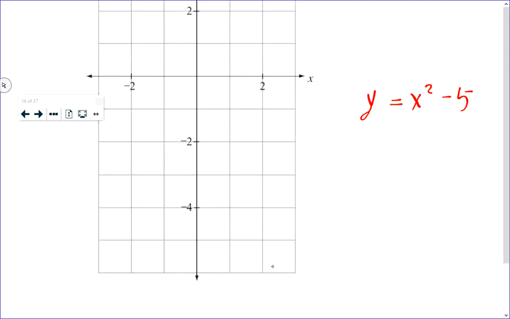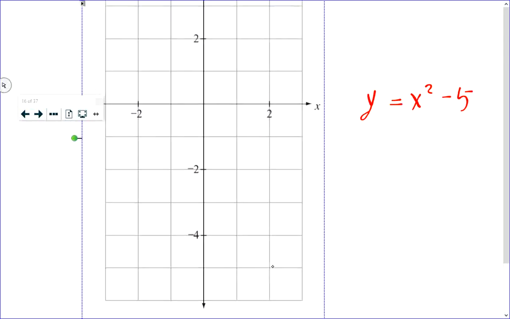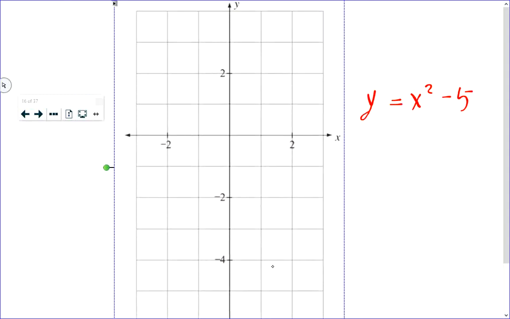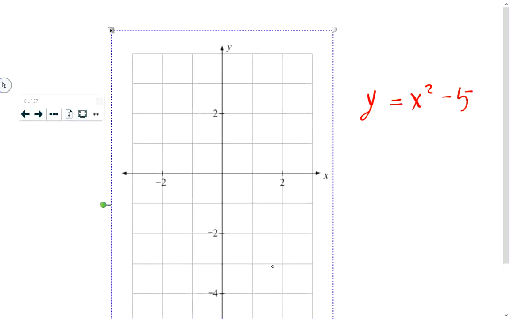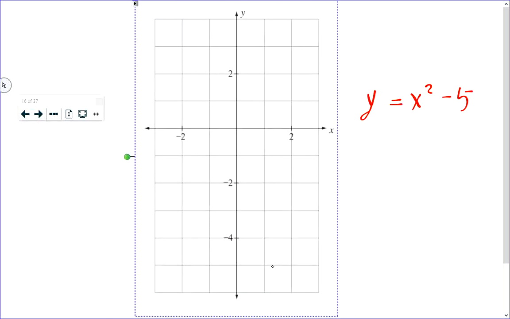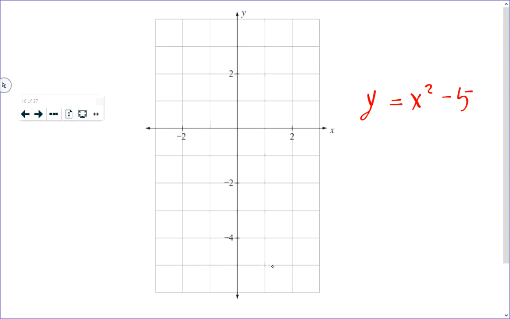Now, yesterday we had an issue with some of your grids, or one of your grids, not matching up with what I had up here. Can you confirm that this is the same grid as your handout? Okay, so this is an important piece of information because it tells us that the y-intercept is negative 5.